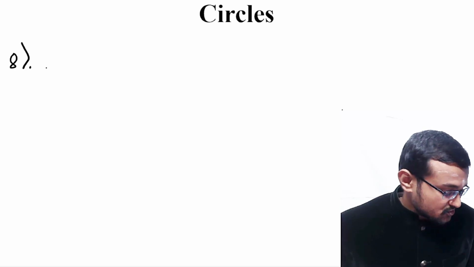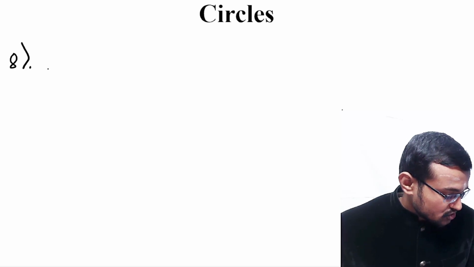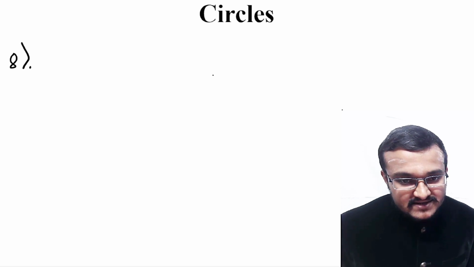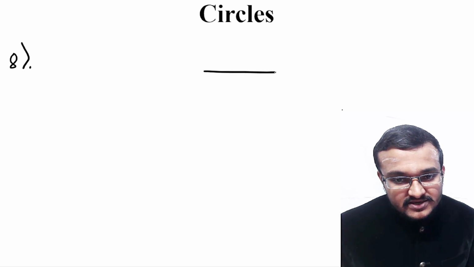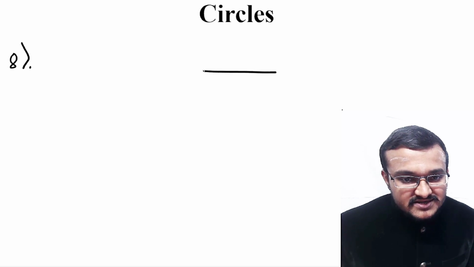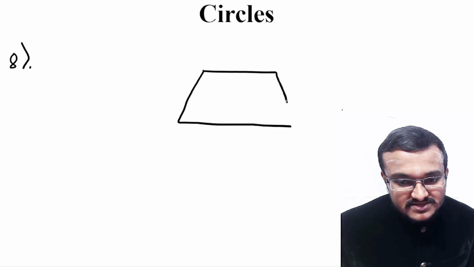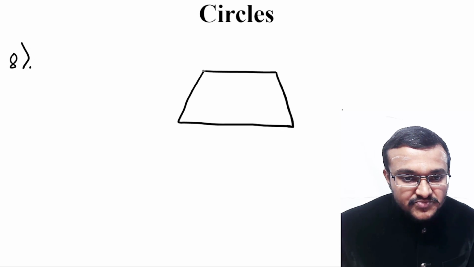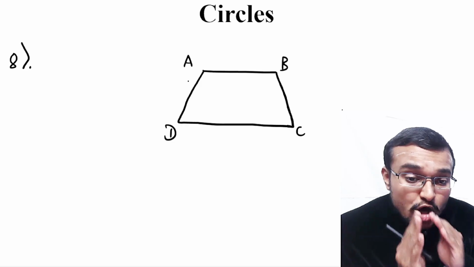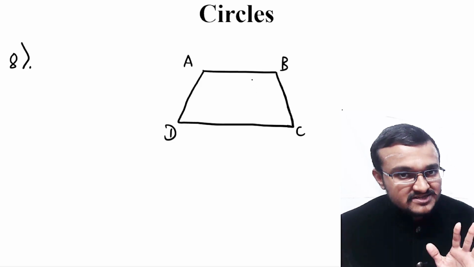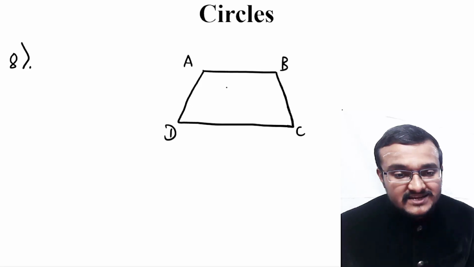Now we look into the 8th question in this exercise 9.3. The non-parallel sides of a trapezium are equal. Prove that it is cyclic. Let us consider the trapezium like this. This trapezium we will name as ABCD. In this 8th question they have asked about non-parallel sides. So here AD and BC are not parallel to each other. These non-parallel sides are equal to each other.